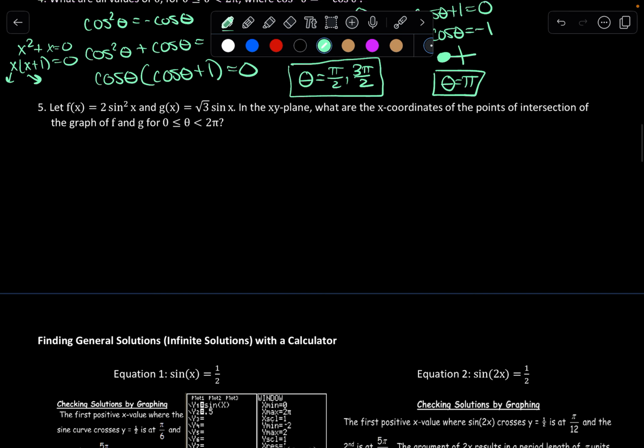All right, let f of x equal 2 sine squared x and g of x equal root 3 sine x. In the xy plane, what are the x coordinates of the points of intersection of the graph of f and g for 0 to 2 pi? So points of intersection, that means we're going to set them equal to each other. So we'll have 2 sine squared x is equal to root 3 sine x.